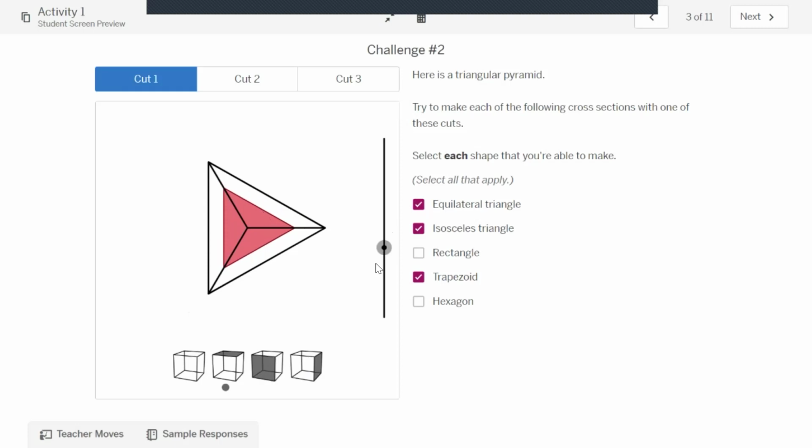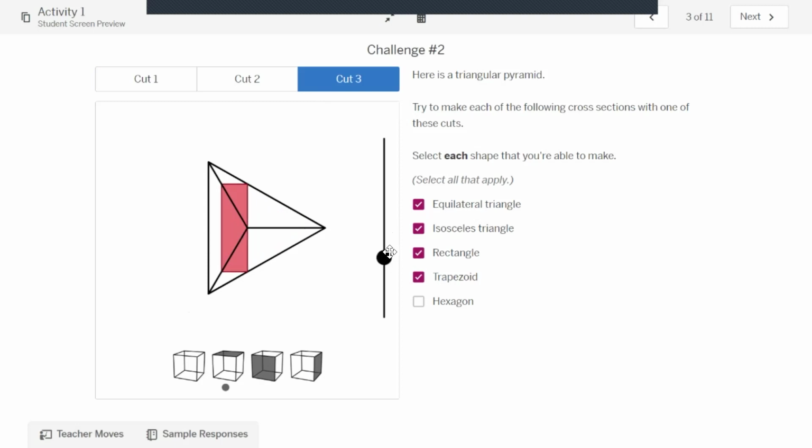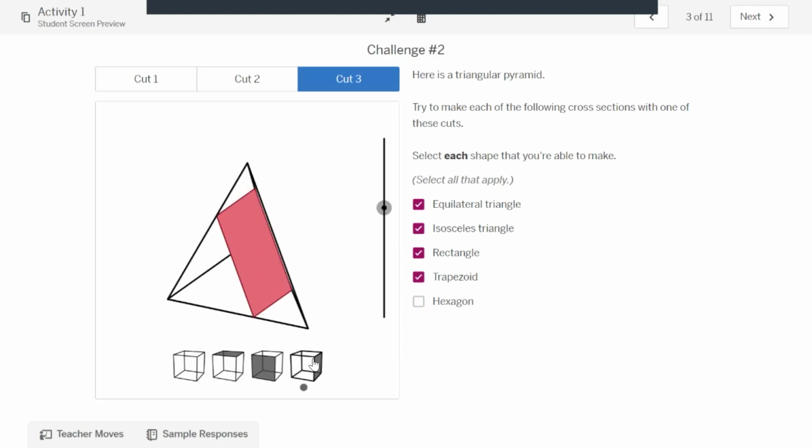Can we get a rectangle out of this? Let's see what cut 3 looks like. Oh, there's a rectangle right there. Didn't even move once. There it is. Small rectangle, almost a square. See? All right. Now, can we get a hexagon out of this?